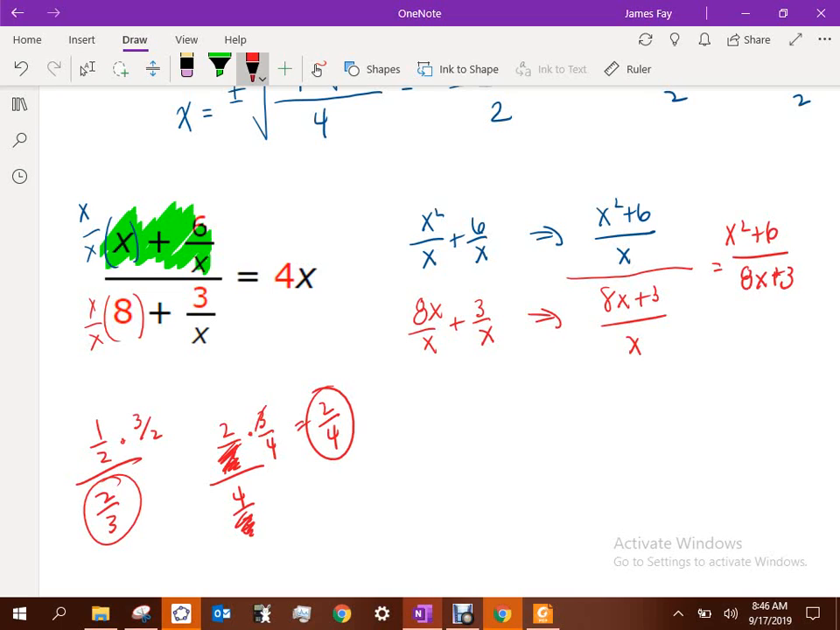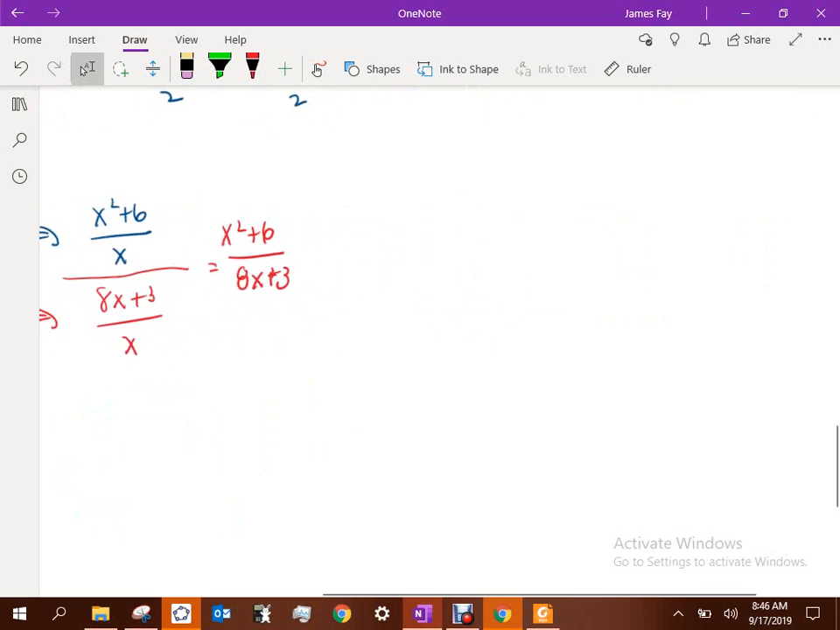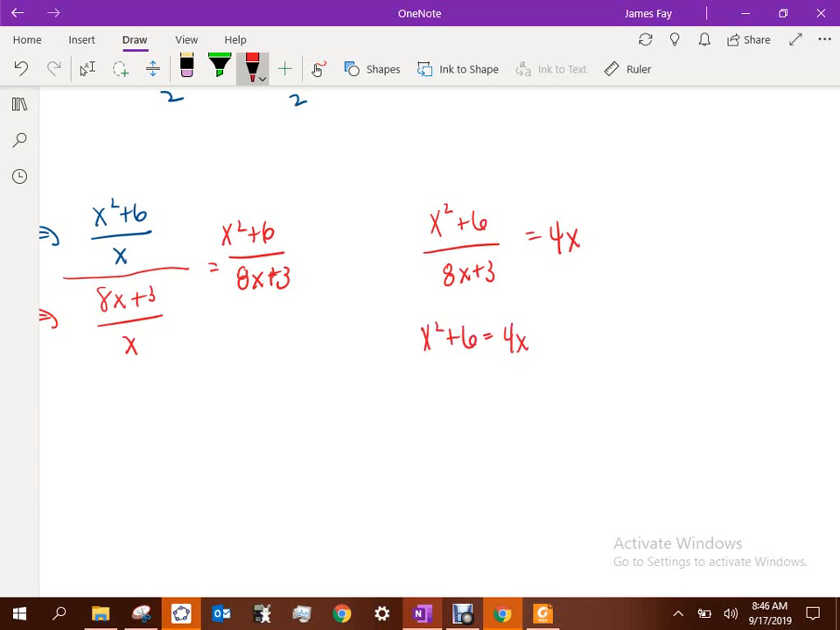Or if I wanted to invert that bottom one, if I reciprocal that bottom one, multiply it by the blue one, it's still going to give me x squared plus 6 over 8x plus 3. Okay, so that's just condensing the left-hand side. I really haven't done anything with the equation yet. We just transformed the equation to x squared plus 6 over 8x plus 3 is equal now to 4x, right? If I have a fraction, I want to get rid of that denominator, right? And multiply both sides by that denominator. So we get x squared plus 6 equals 4x times 8x plus 3.